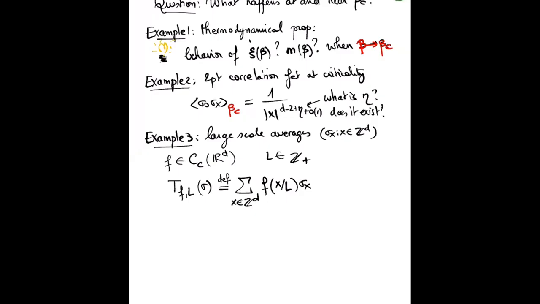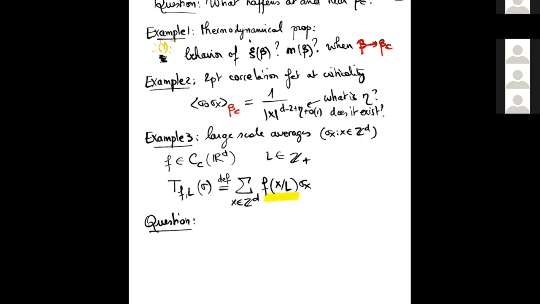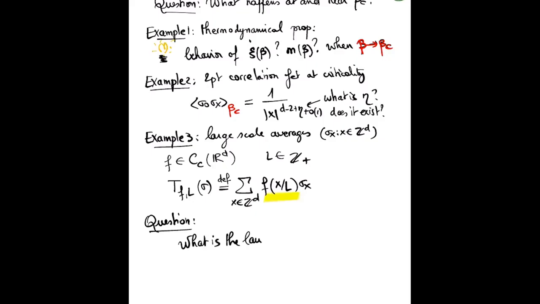Okay, so this is a function. It's well defined because notice that this f is zero outside of a certain box, so it's a finite sum, and we can perfectly make sense of this quantity. And since sigma is a random variable, then the average of sigma at scale L is also a random variable. One question you can ask, and this will actually be the main question in our talk, is what is the law of this random variable when L is large and beta is, let's say, at beta c or near beta c. Let's start with at beta c.